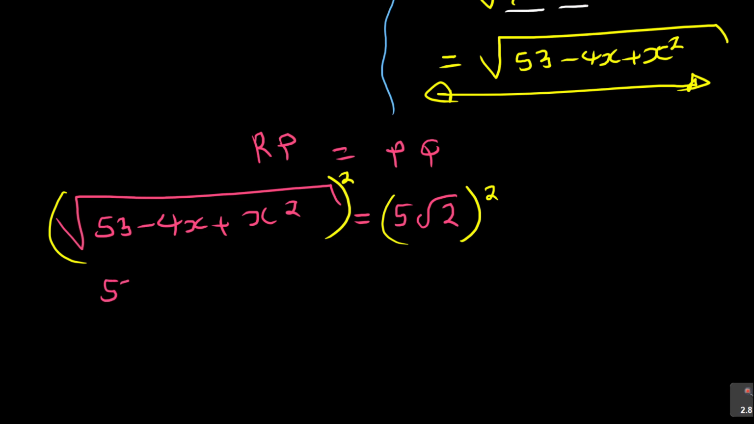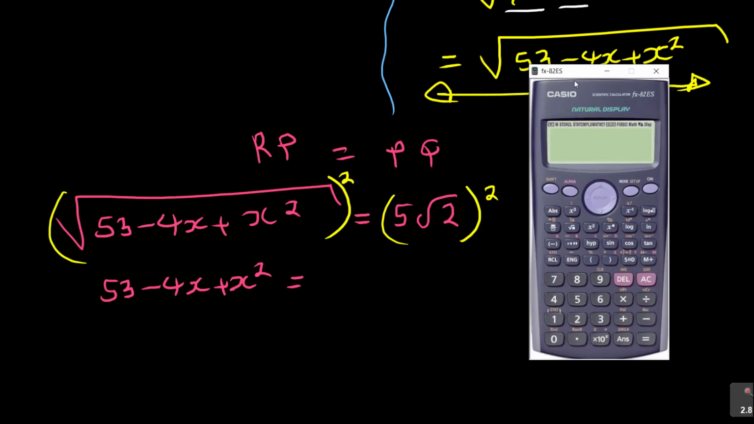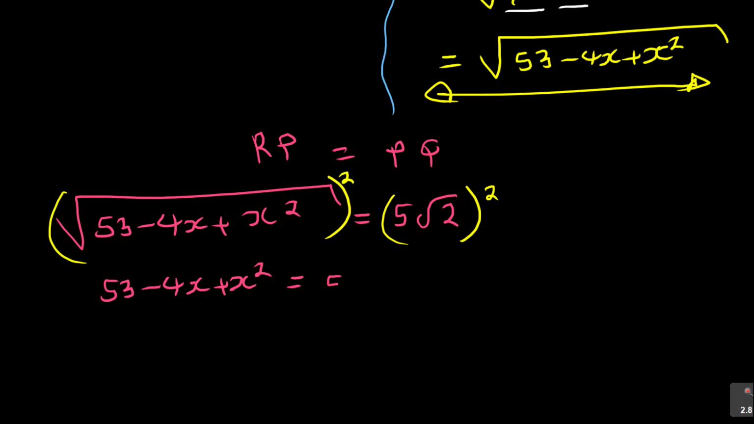So you'll have now 53 minus 4x plus x squared is equal to, then you have to simplify the 5 square root of 2, squared. Not inside. If you do this, it will give you an error. So be careful how you do that. The square must be outside. Then it gave me 50. Be careful there.